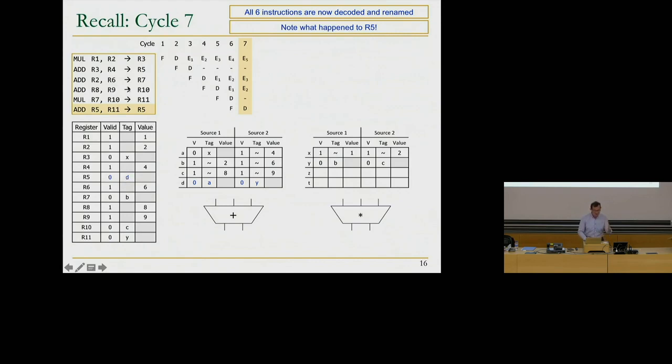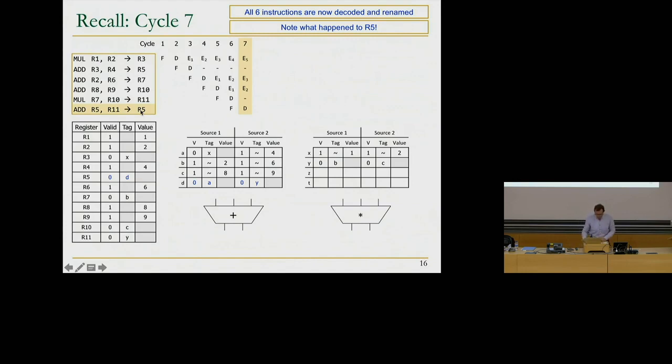R5 was renamed to A initially. Now it's renamed to D because this instruction is writing to R5. It renamed R5 to A, and all of the instructions after that are going to reference R5 as A. And this instruction actually references A, but this instruction renames R5 to D. So all instructions after this will get the tag D, such that they can get the correct value of R5 from the result of this instruction. Okay? So you're basically linking producers to the consumers. Producers are producing a tag associated with their register. Consumers are using that tag until that tag for that particular register gets replaced with some other tag.